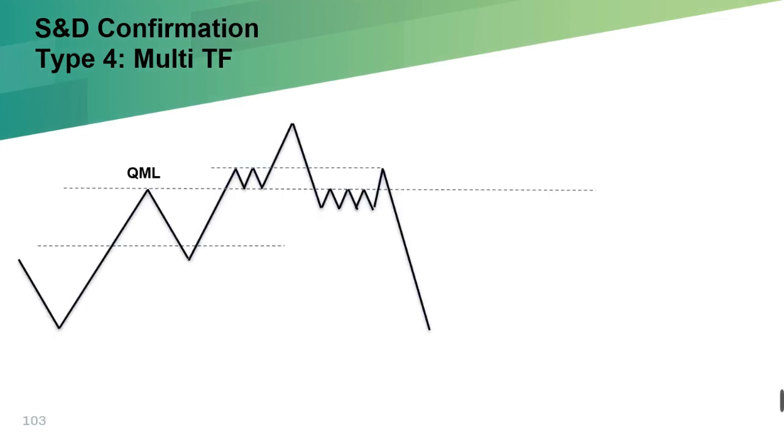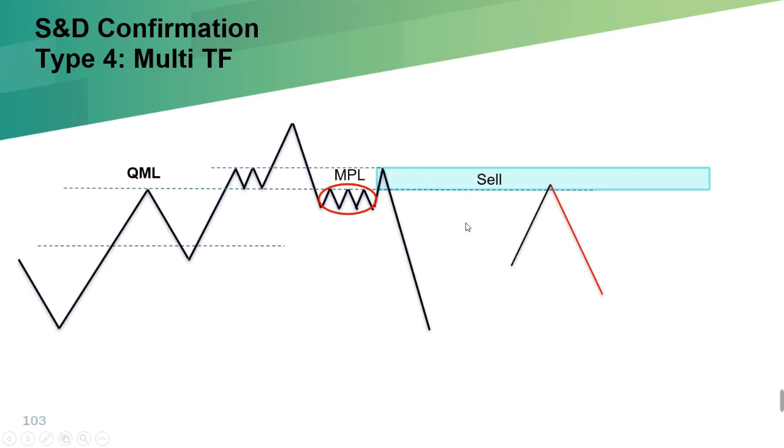So the last type of confirmation is multi-time frame. This is very common, but some of you don't understand, so I'm going to explain it. Multi-time frame confirmation, so what does it mean? Let's assume that we have a QML. You have a QML at M30. Of course, same thing, you know your MPL, you know your sell zone.